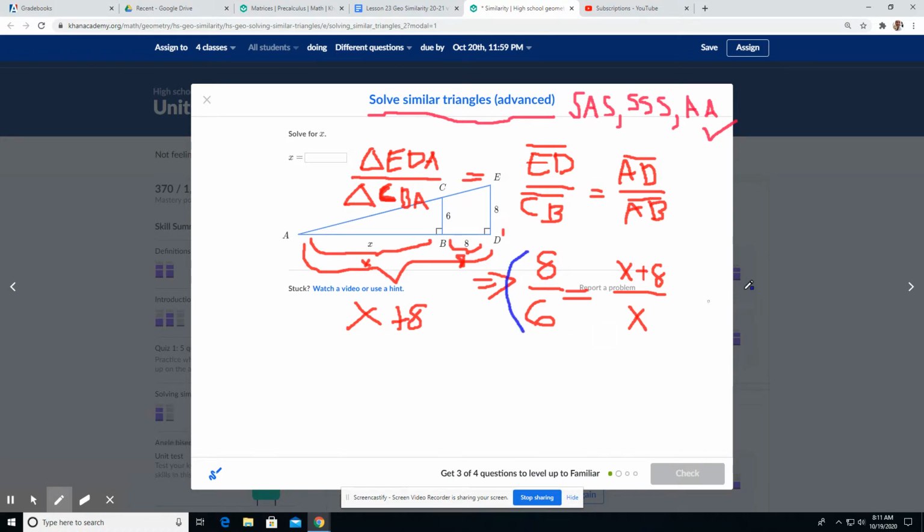So you're going to multiply both sides by what to clear all the fractions out? 6x. 6x to this side, 6x to this side. 6 and 6 cancel, x and x cancel, and you get 8x equals x plus 8 times 6. Distribute it, then get all your x's to one side, all your numbers to the other, and solve. So this is very similar to what we've been doing already. So I'll let you as students kind of finish that one on your own. The trick is setting it up properly.